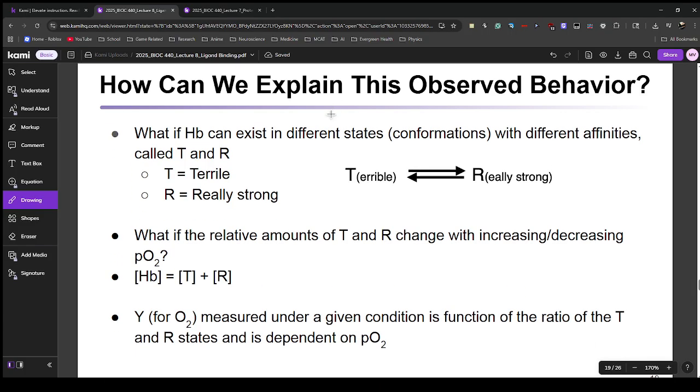Now we have the T and the R state. So the T is the terrible state and the R is the really strong state. So you just have to remember that. They spelled terrible wrong. Funny.